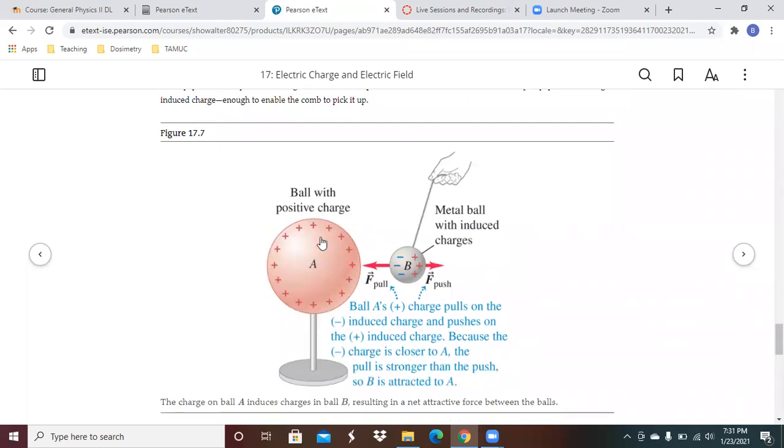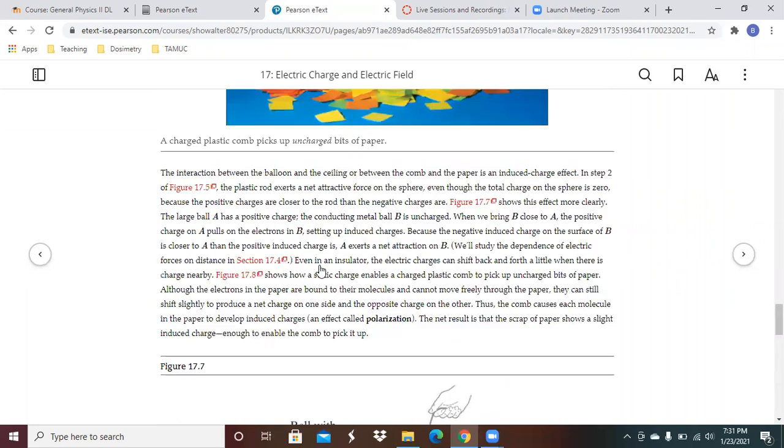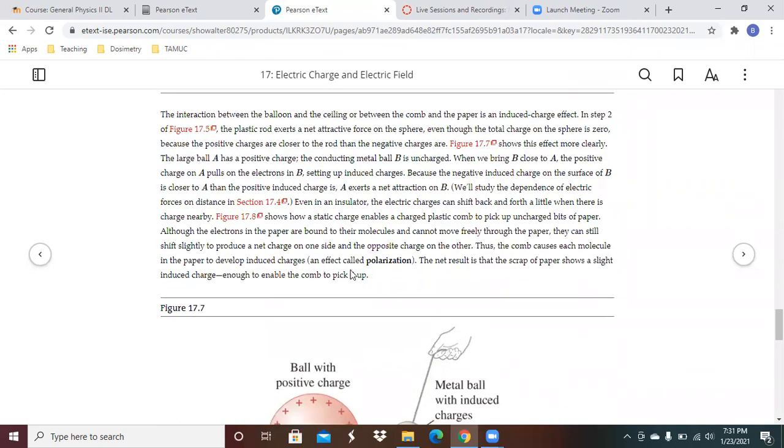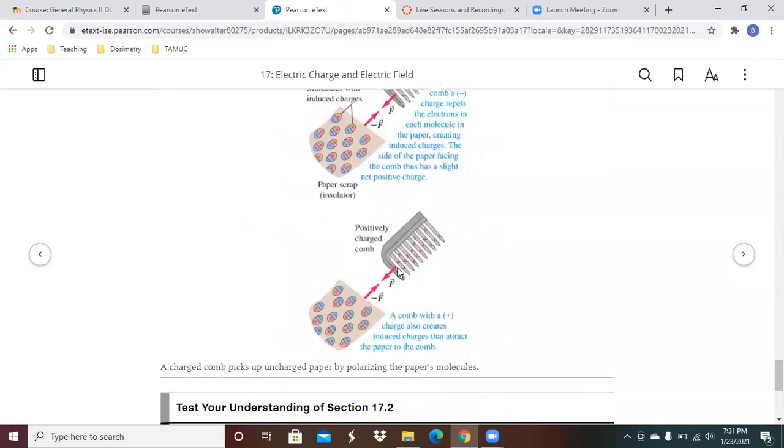Here you have a ball with a positive charge. You have a metal ball with induced charges. So you can see how this attraction to the positive charges is going to manifest itself. The comb causes each molecule in the paper to develop induced charges, and that's an effect called polarization. The net result is that the scrap of paper shows a slight induced charge, enough to enable the comb to pick it up.